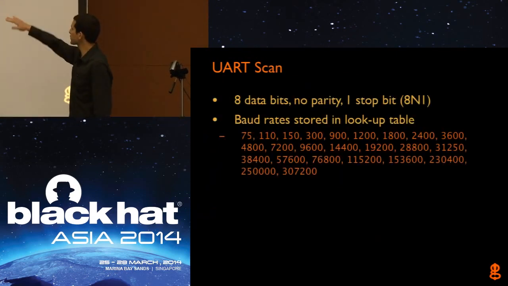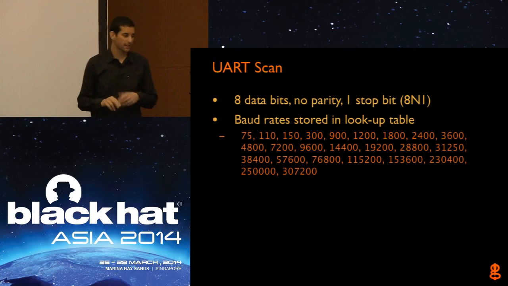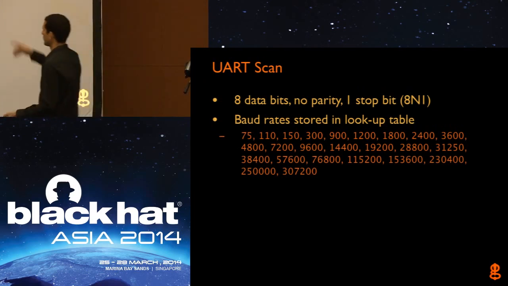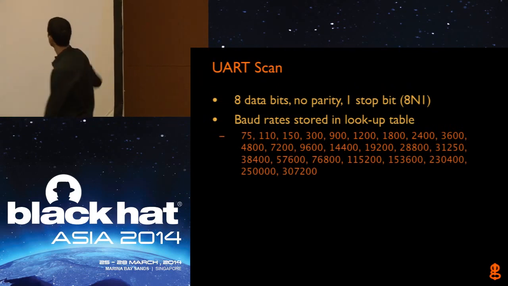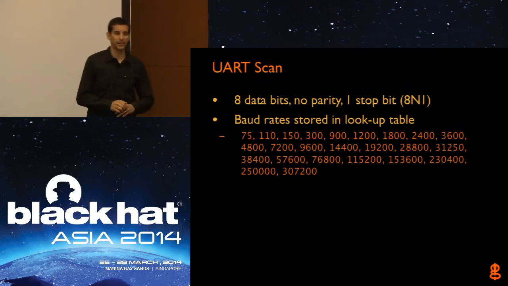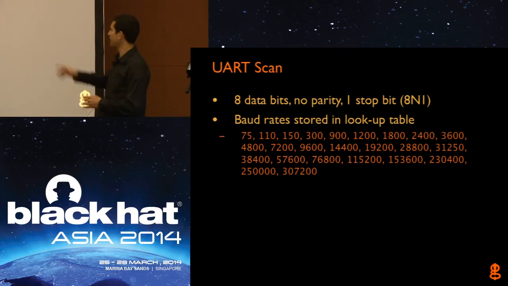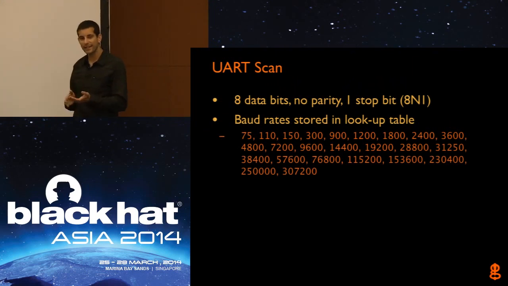But in our case, we're just setting up the standard configuration, 8 data bits, 1 stop bit, 8N1. And we have a bunch of standard baud rates stored in a lookup table. It is possible for a vendor to be tricky and use a non-standard baud rate, which in our case, since we're doing a table lookup, we might not see.